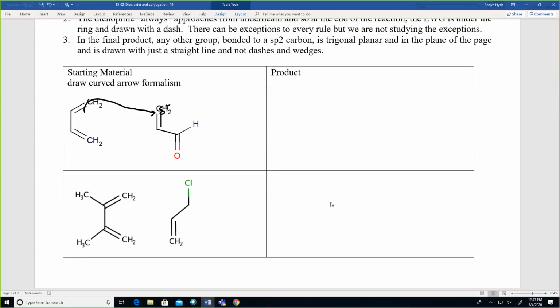So I'm always attacking my most electrophilic carbon. And then arrow number 2. And then arrow number 3. And then what does the final product look like? So I have my 6 carbon ring.